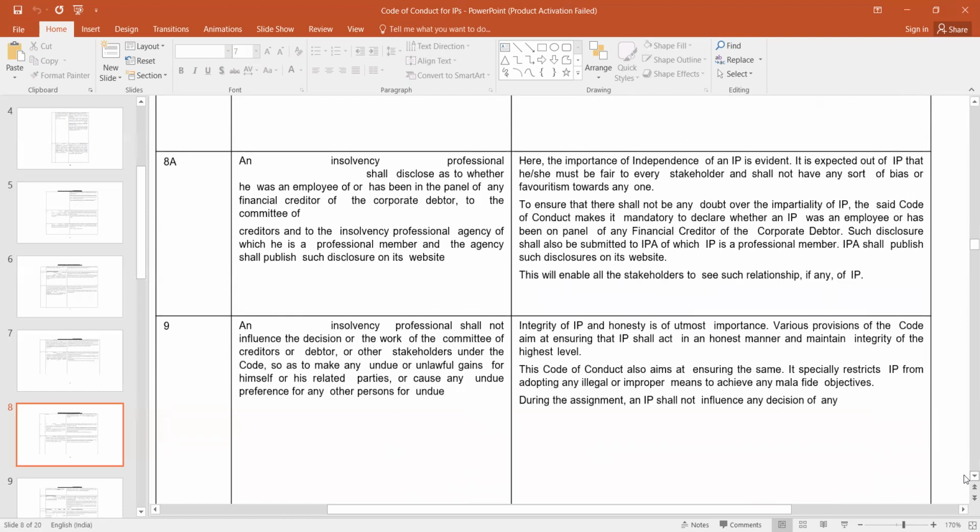An insolvency professional shall not influence the decision or work of the committee of the creditors or debtor or other stakeholders under the code so as to make... Okay, let us discuss one more point in 8A. So here is a situation that XYZ Limited is undergoing CIRP. Now PNB Nariman Point is one of the financial creditors, and you are the statutory auditor of PNB Nariman Point. Now, whether you can accept this assignment or not, that is the point.